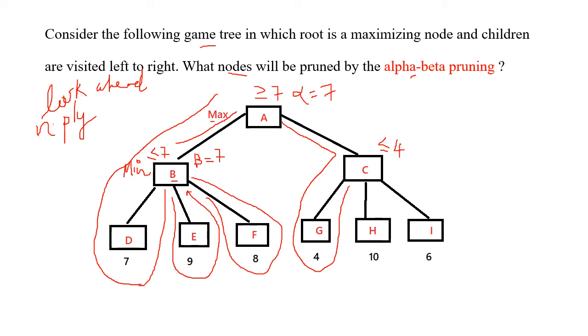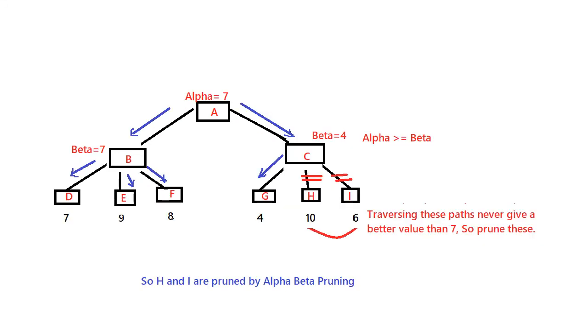Now, there is no need to traverse these board positions H and I, because we already know from this point that A never takes this turn C. So we can prune H and I. Here the alpha greater than or equal to beta condition is satisfied. Here the beta value is 4. So we can prune the nodes H and I. In this game tree, we can prune the nodes H and I.